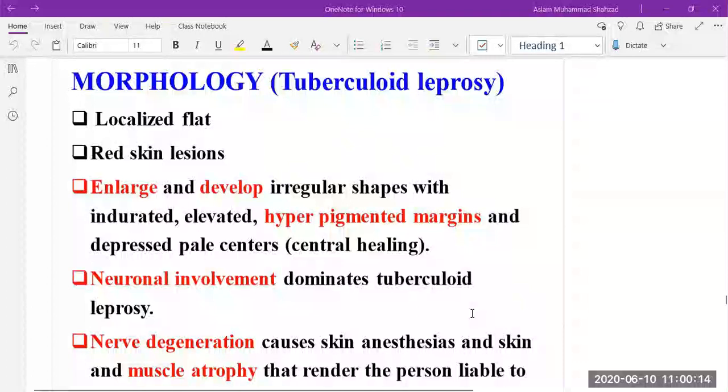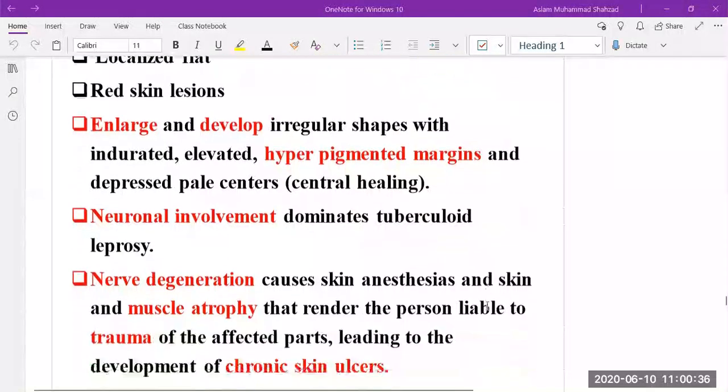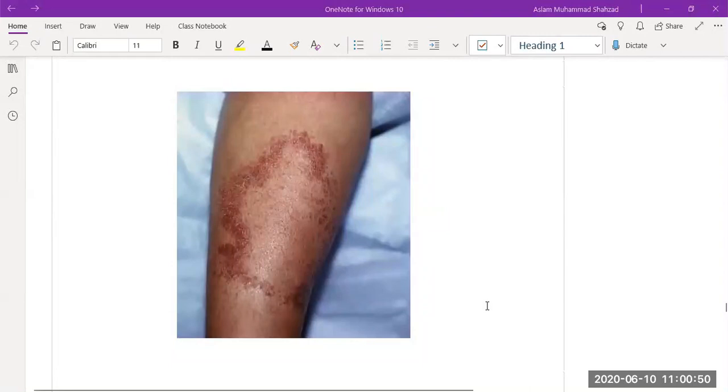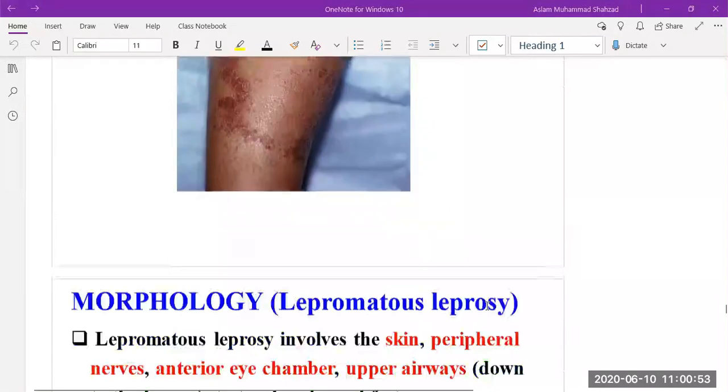When we see the morphological characteristics of tuberculoid leprosy, localized red skin lesions will be formed. They will be enlarged and irregular in shape, indurated, elevated, with hyperpigmented margins. Neuronal involvement is also dominant in tuberculoid leprosy. Nerve degeneration causes skin anesthesia and skin and muscle atrophy, and the person is liable to trauma, leading to the development of chronic skin ulcers. This picture shows how the skin patch is formed.